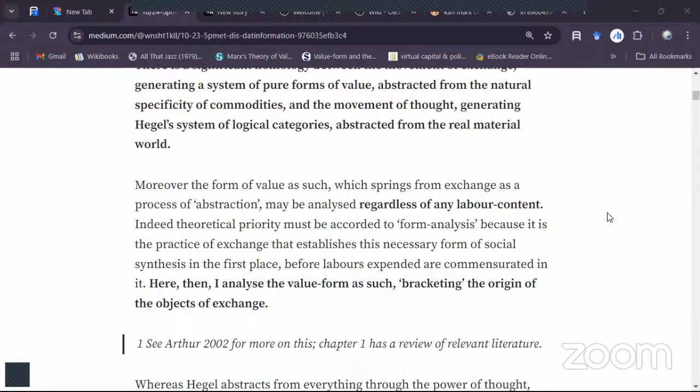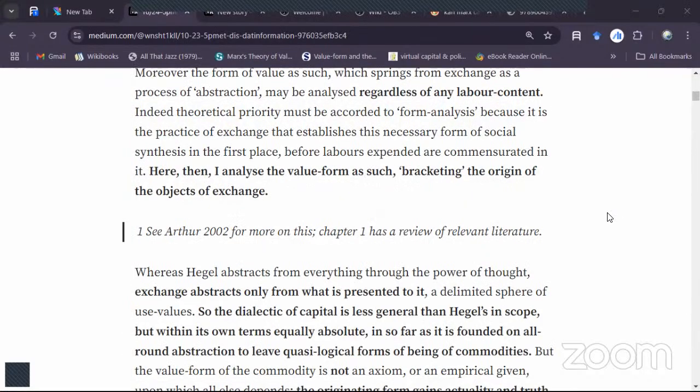So what he's looking at is this more isolated or specific element of more recent Marxian thought, that is, in the Heinrich sense of value form discussions. That is, here, I analyze the value form as such, bracketing the origins of the object of exchange. Remember, exchange is the key element here. It's not about use. I mean, there's always going to be use. Use value is always there. How am I going to use this?